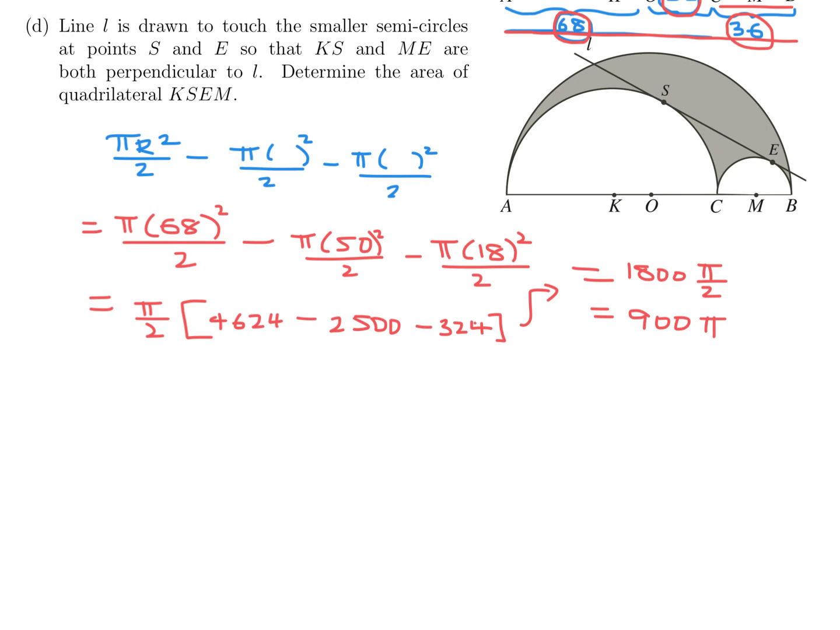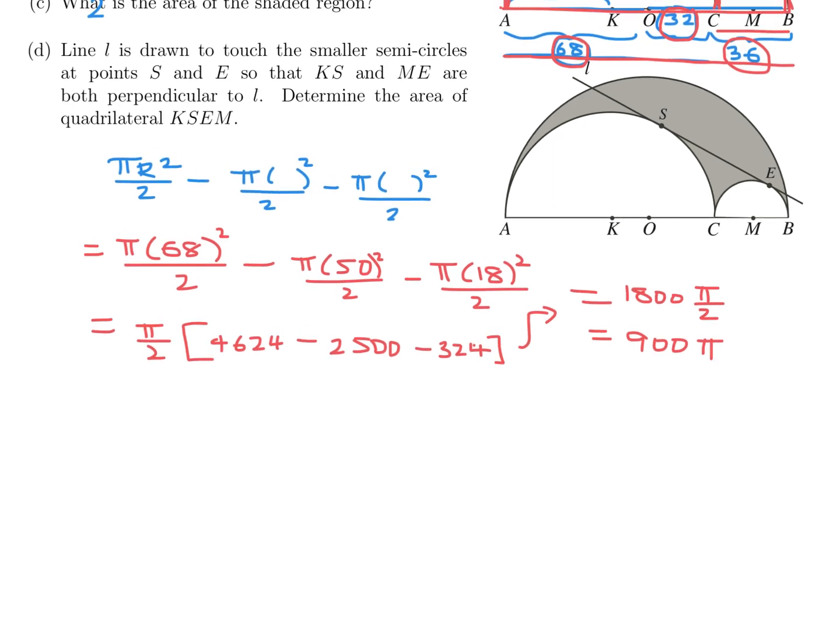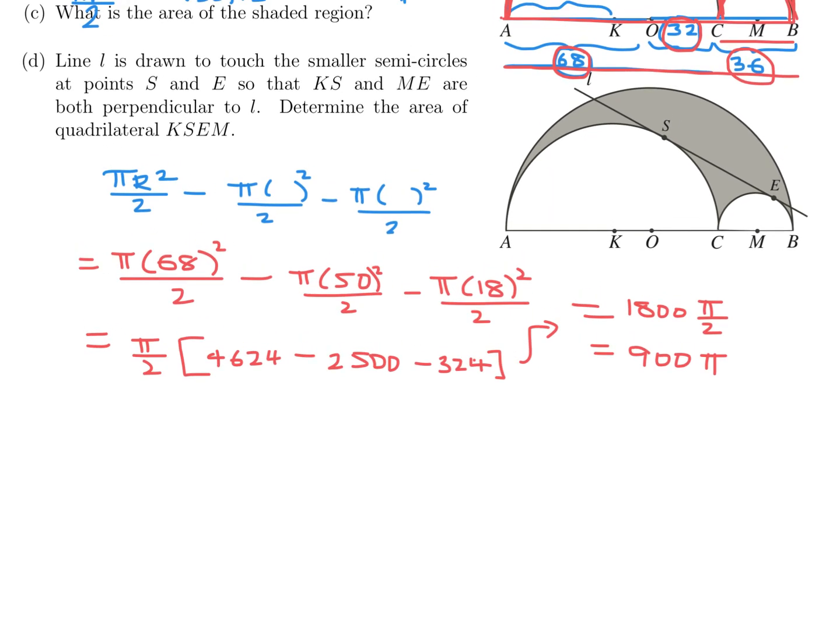All right, let's look at the last one. Line L is drawn to touch the smaller semicircles at points S and E, so that KS and ME are both perpendicular to L. Determine the area of quadrilateral KSEM.